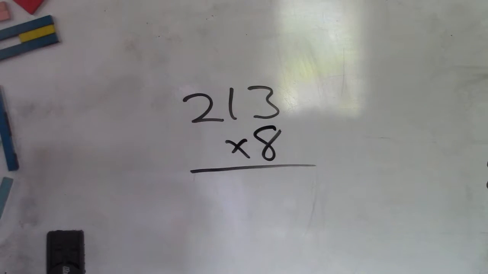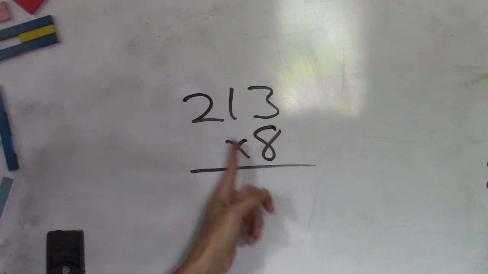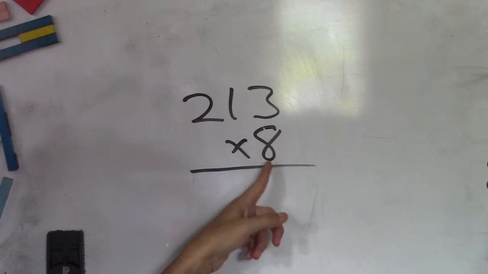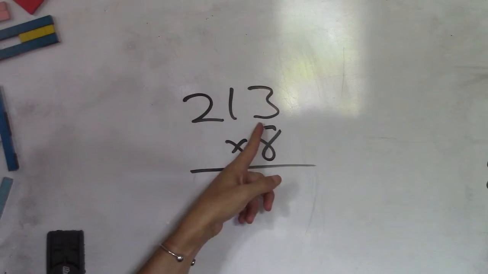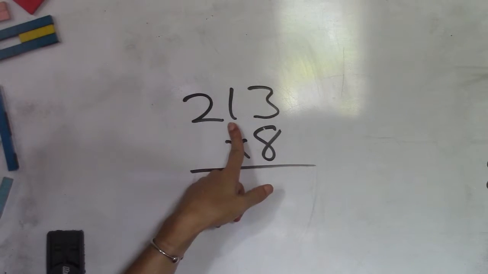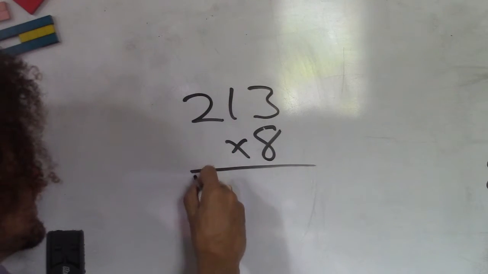So 8 times 200. Now, here's the thing. We've got 3 parts: the hundreds, the tens, and the units. Because we're in base 10, we're going to carry, because we're going to have some 24. That means there's going to be some tens here. There's not going to be any hundreds here because it's just 8 times 10. So what do we get?